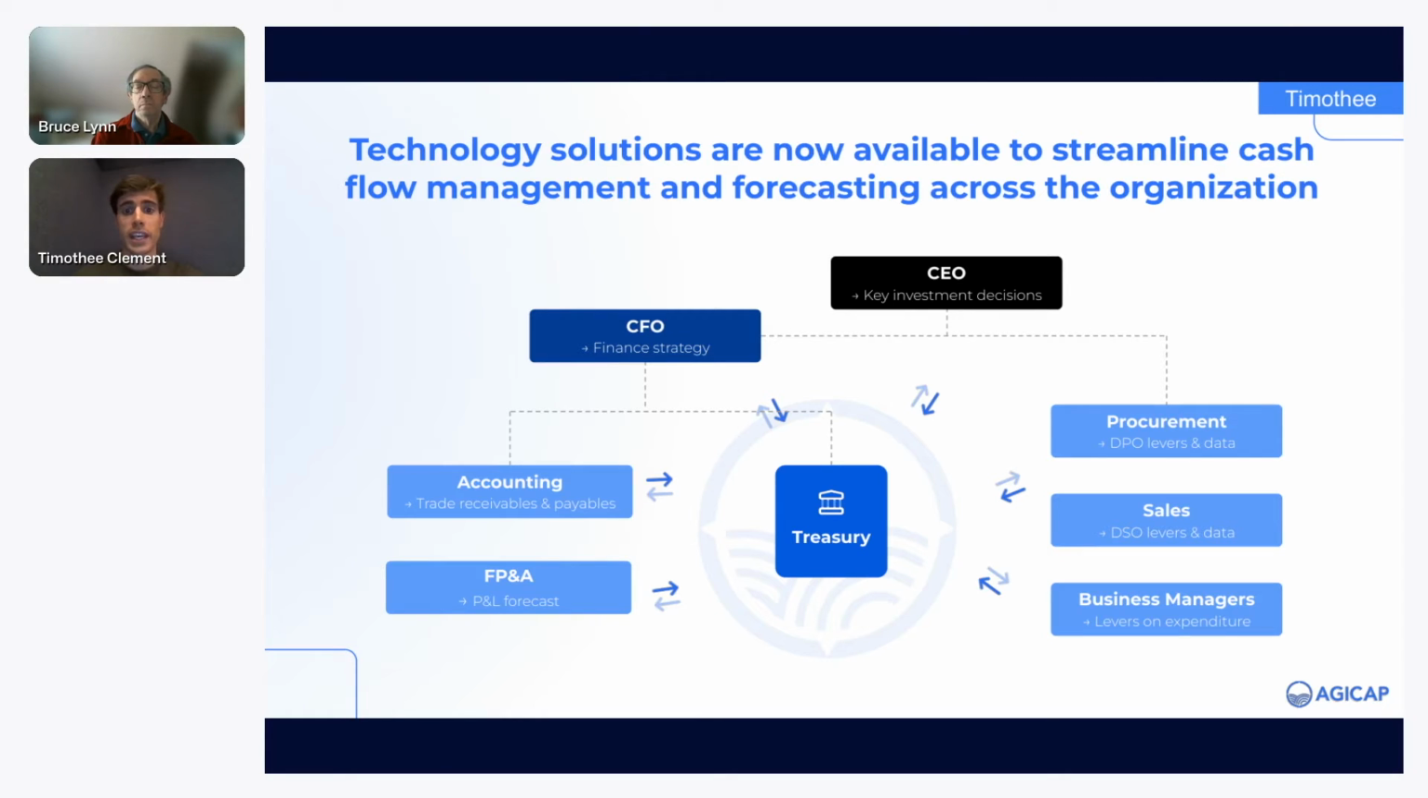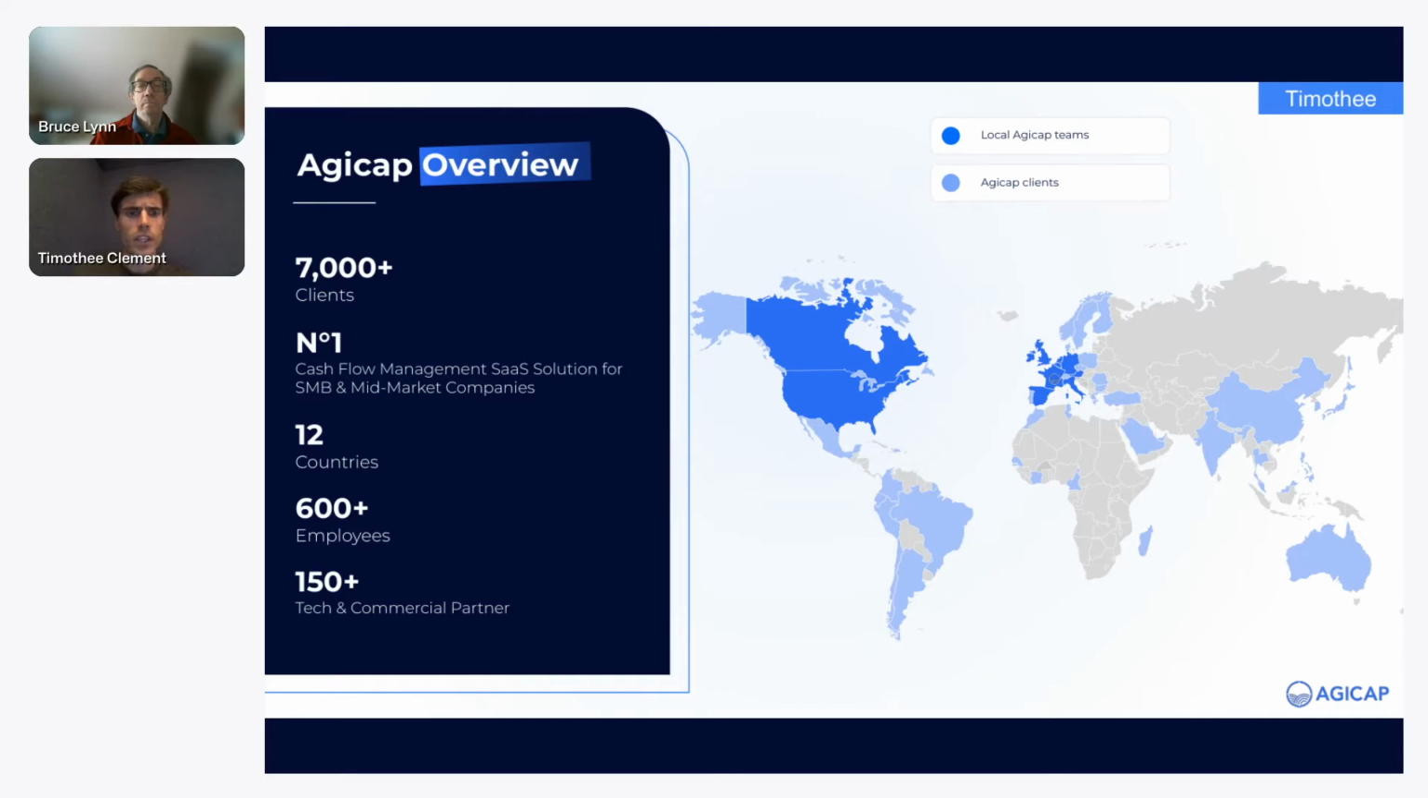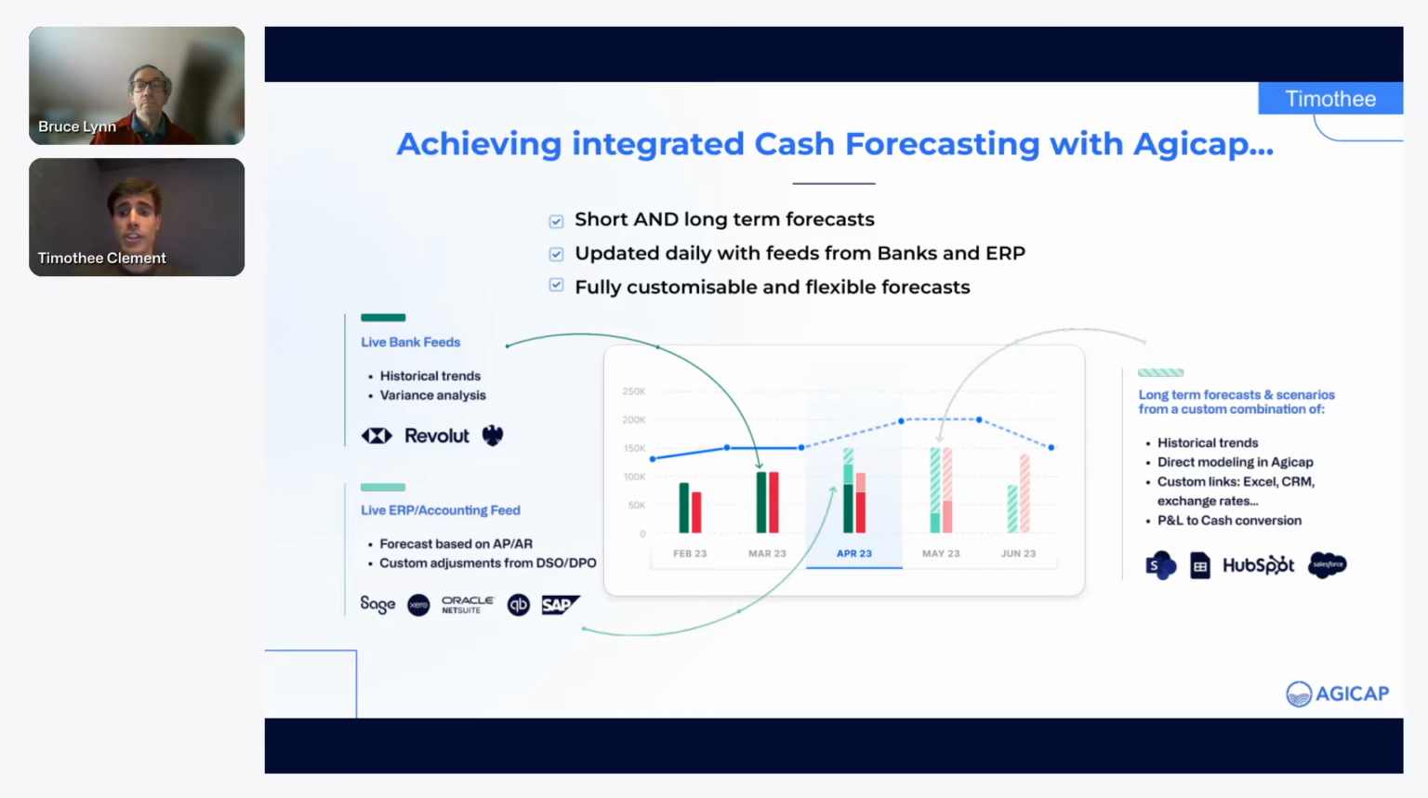So instead of communicating through spreadsheets, emails, and trying to put together a complicated 13-week forecast that will often be out of date the minute you create it, special purpose systems like Agicap have been developed in the past years to automate and streamline those operations. So I've already presented this, and let's dive into how Agicap works.